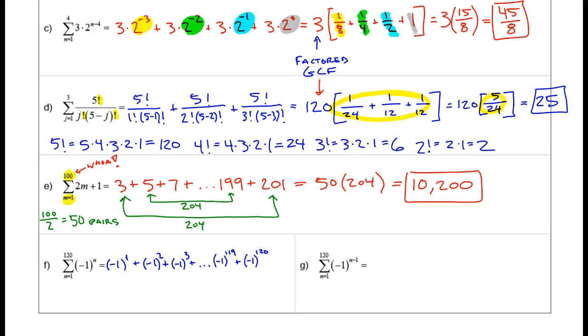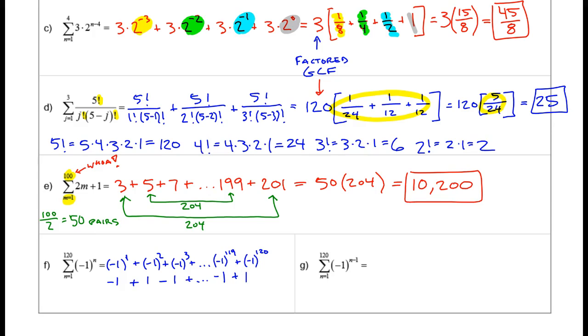Let's go ahead and simplify these before we look for any patterns. -1 to the first power is -1. -1 squared is +1, so this is going to be +1. And then -1 cubed, that's -1 again. So it looks like this is going to alternate back and forth between +1 and -1. 119 is an odd number. The odd exponents gave me a negative output, so this is going to be -1. And then 120 is an even number, that's going to turn back into +1.